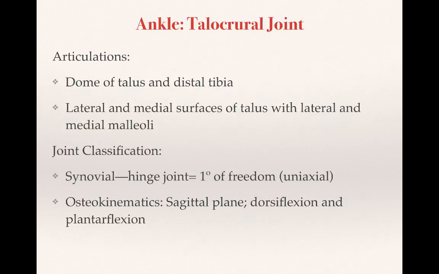The talocrural joint is the ankle joint. The articulations are the dome of the talus with the distal tibia, and the lateral and medial surfaces of the talus with the lateral and medial malleoli. This joint is a synovial joint. It's a hinge joint and it allows 1 degree of freedom. So it's a uniaxial joint that allows sagittal plane movement in dorsiflexion and plantar flexion.